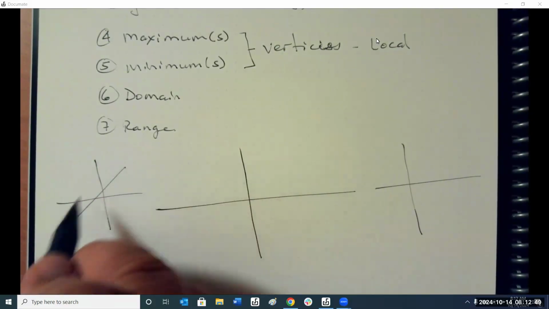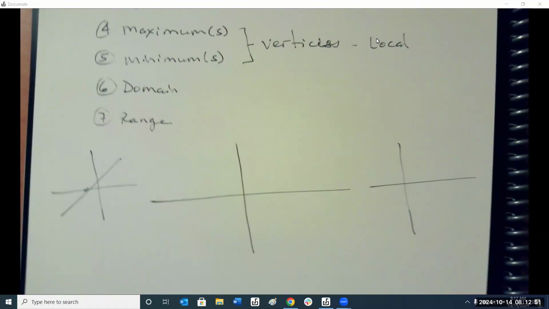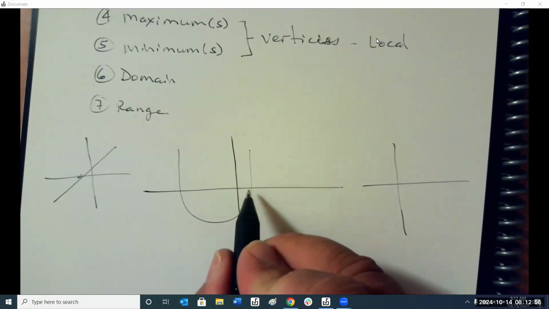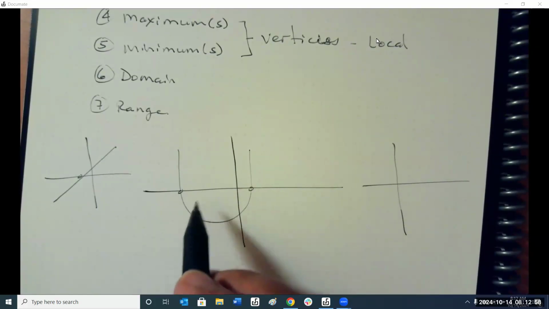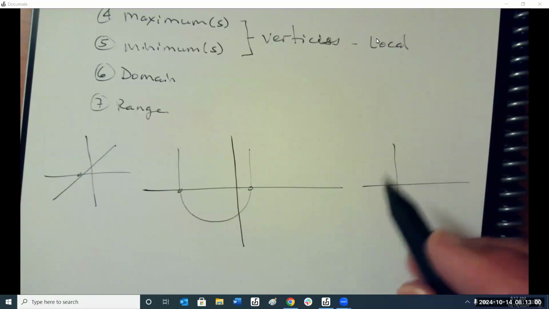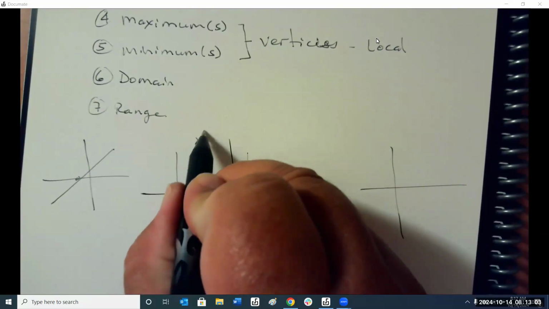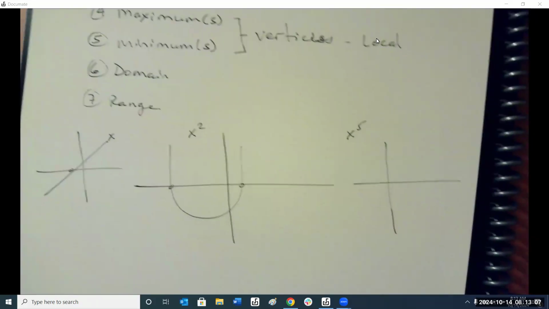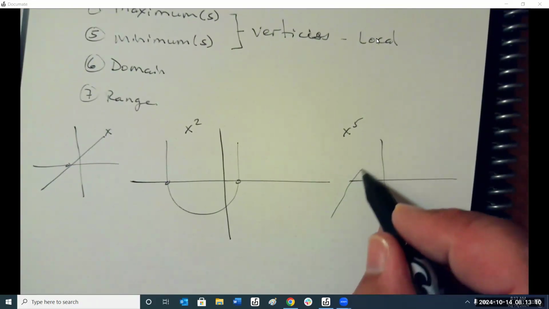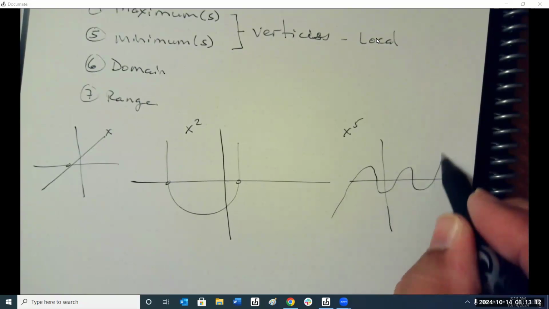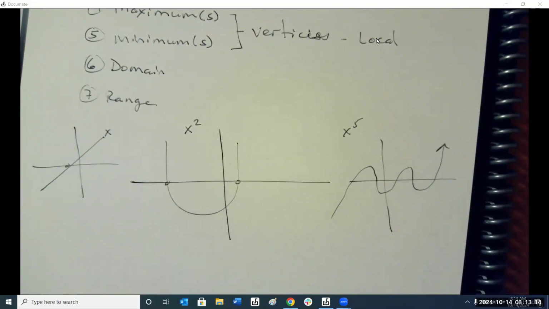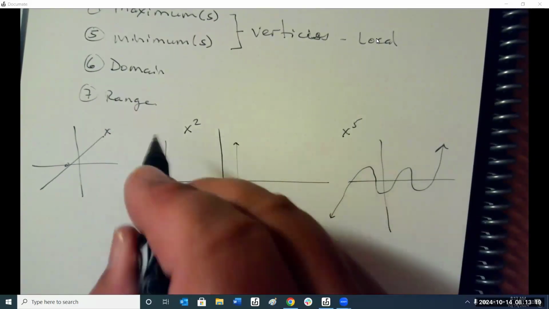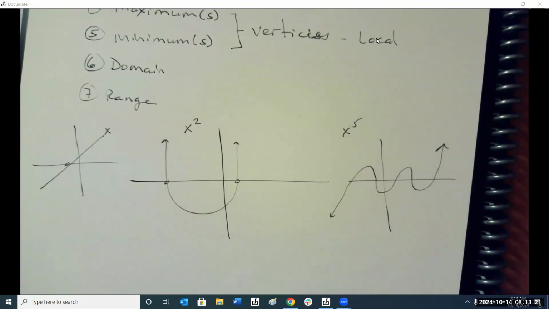Linear only has one x-intercept. A quadratic equation can have two, or you can have one or zero. So this is x squared, this is x. What if we had x to the fifth? It can look something like this, where the ends keep on going further and further.